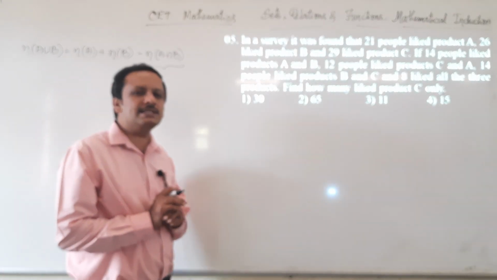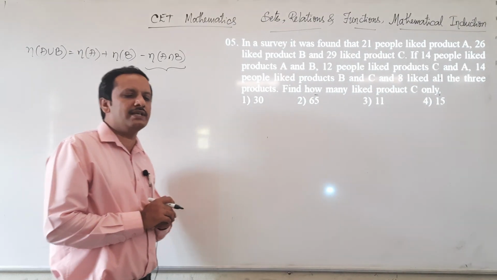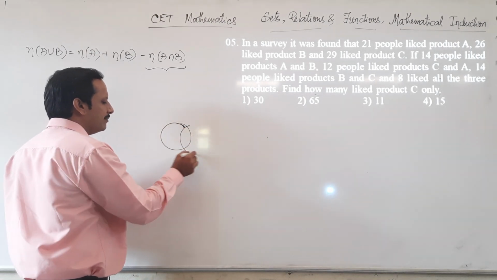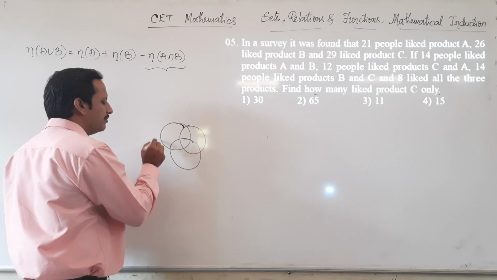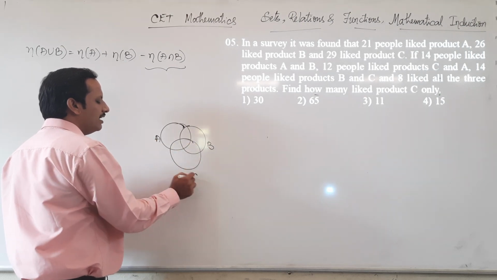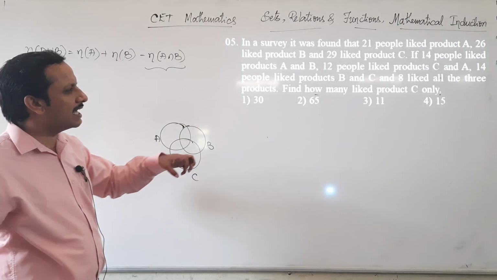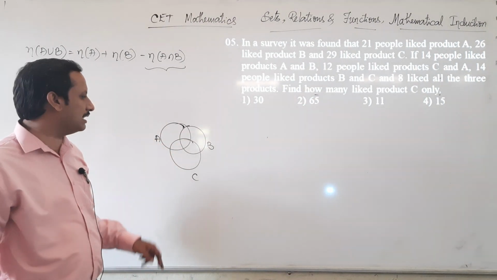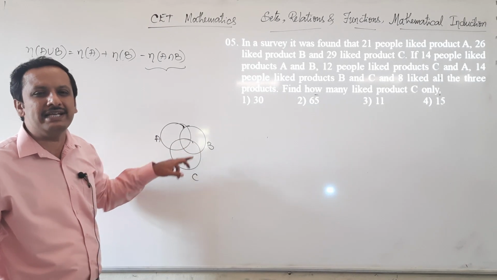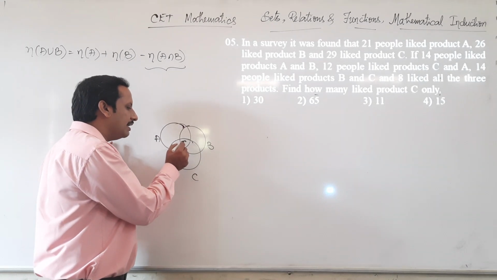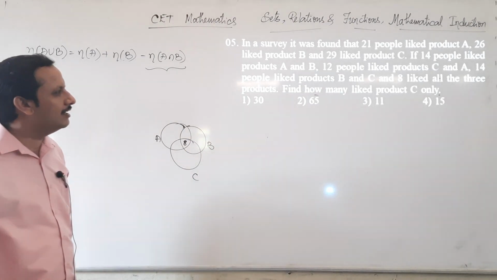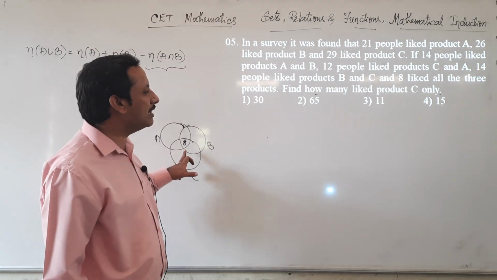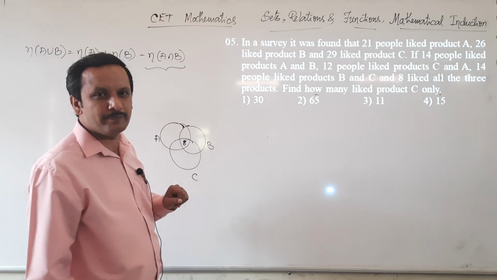Again students, this question can also be solved by using the Venn diagram. So let me draw those 3 sets. Let me represent them by A, B, C. Now let us start with those who liked all 3. How many? 8 liked all the 3 products. All the 3 products means it should be A intersection B intersection C. That I have to write here. 8 people liked all the 3 products. So that is here, the intersection.